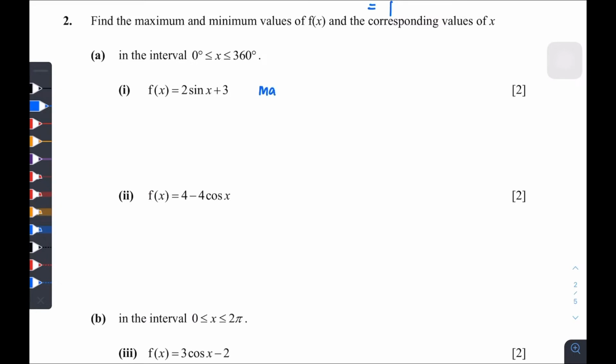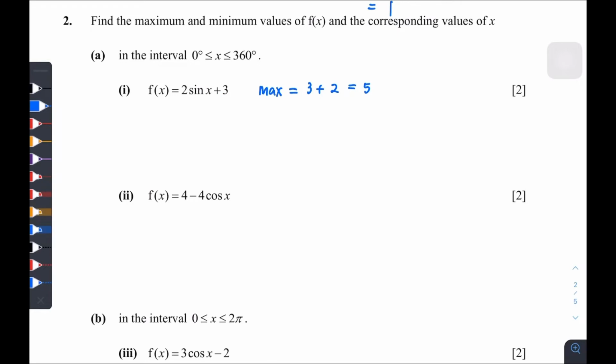The maximum: we start off with the sine graph, the middle line is 3, the amplitude is positive 2, so we're going to go up 2 steps. It means 3 plus 2, so the maximum is going to be 5. So when is it going to be maximum? It is when this whole thing is equal to 5.